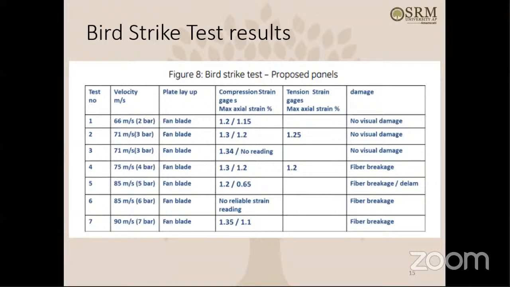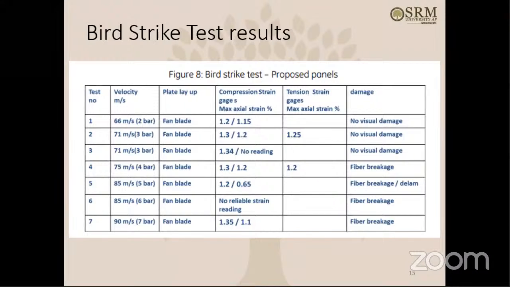The interesting thing here is that in the first three trials, at 66 and 71 meters per second, there is no damage in the plate. The bird went and hit the plate at that high velocity, 66, 71 meters per second, but it did not damage the plate. The plate survived very well.